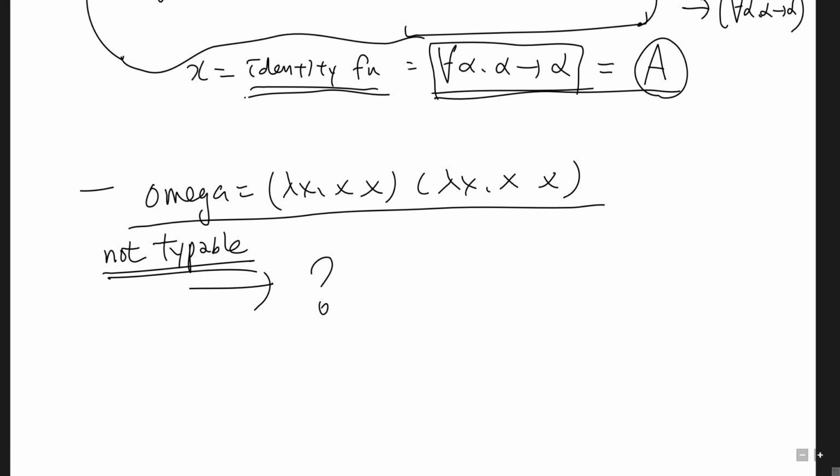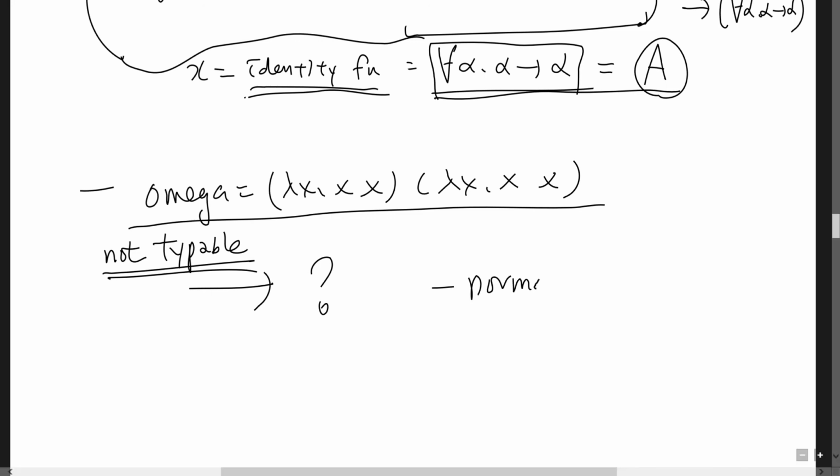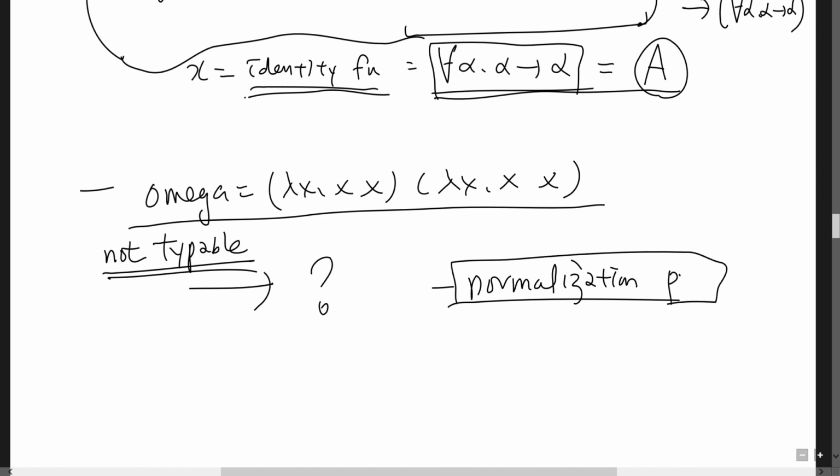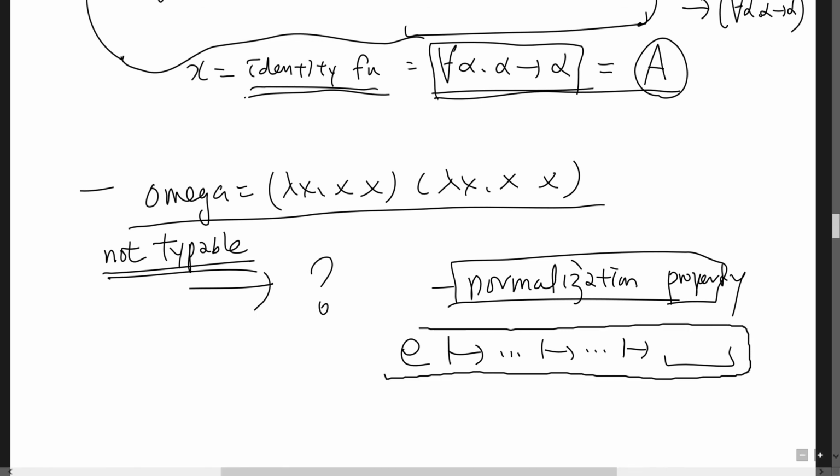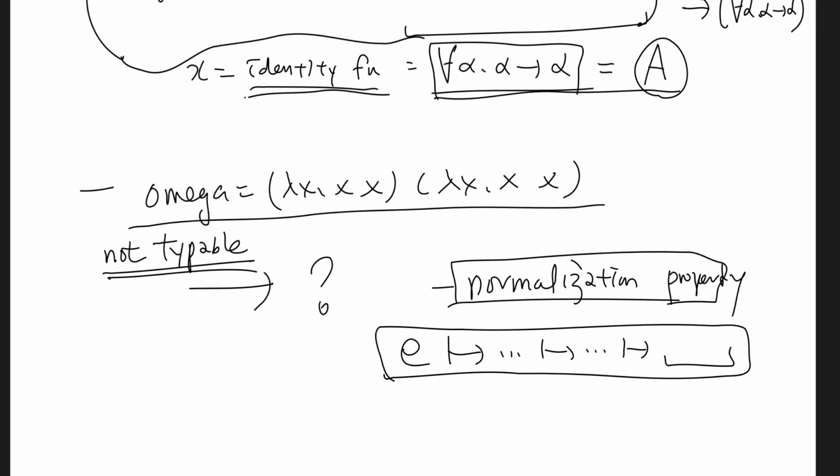And the proof is actually quite fascinating. The proof exploits a property of System F called normalization. We are not going into details about this normalization stuff, but the key idea is that this normalization property says if you have a well-typed expression in System F, then its reduction eventually terminates. So you may call it the termination property. We can exploit this normalization property to show that omega is not typeable.